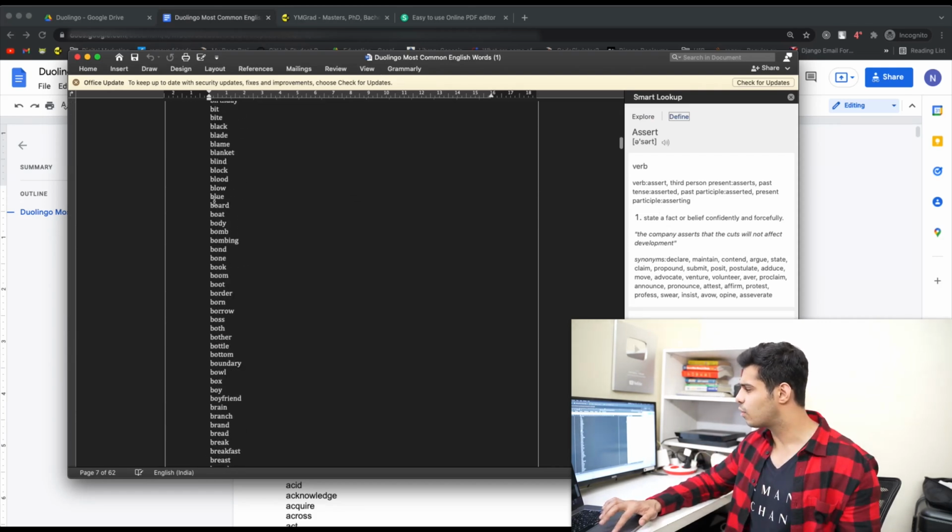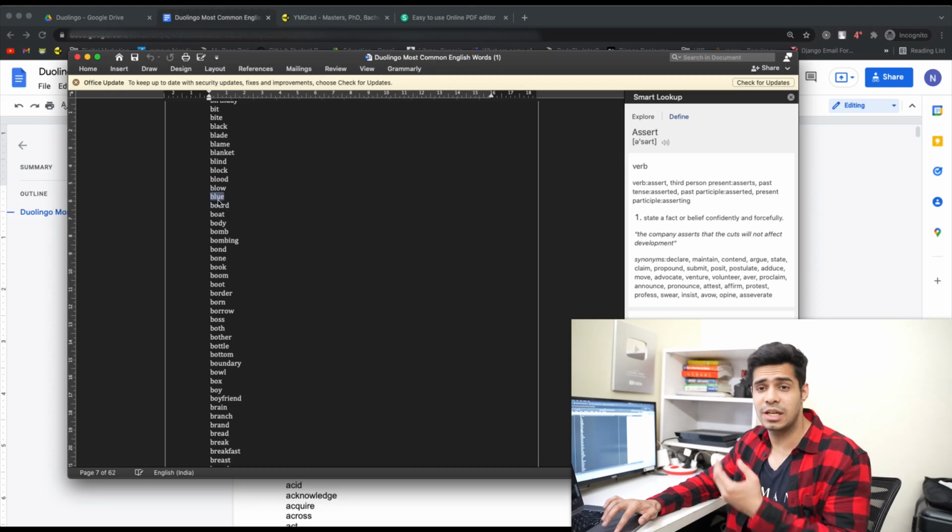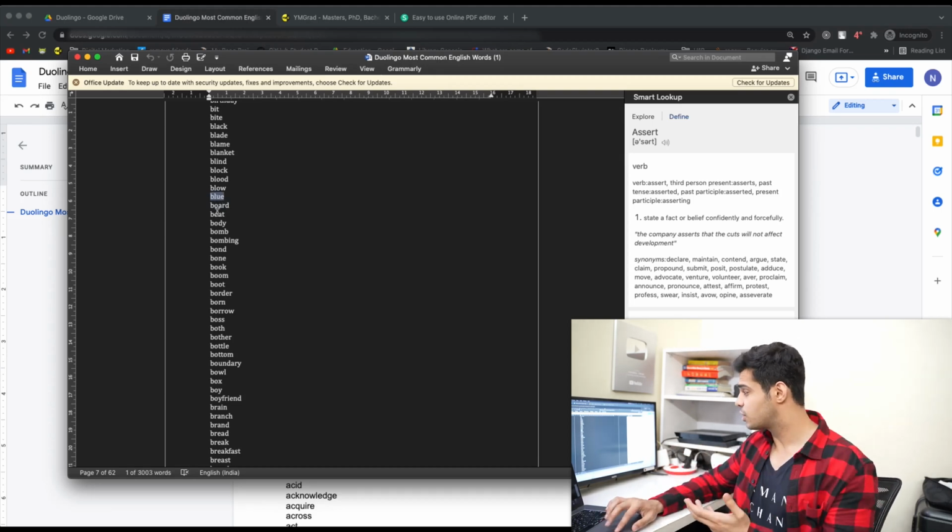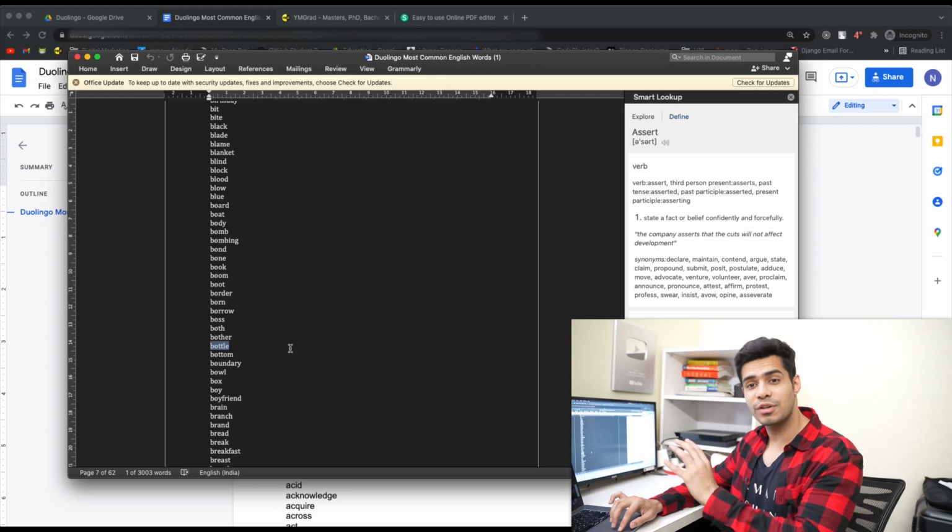I mean, most of these you will already know the words. This is literally a color right over here. You know most of these words. But for some words, maybe you do not know the meaning of the word bottle, just for instance. For some words, you're going to have to make sure that you know these meanings.